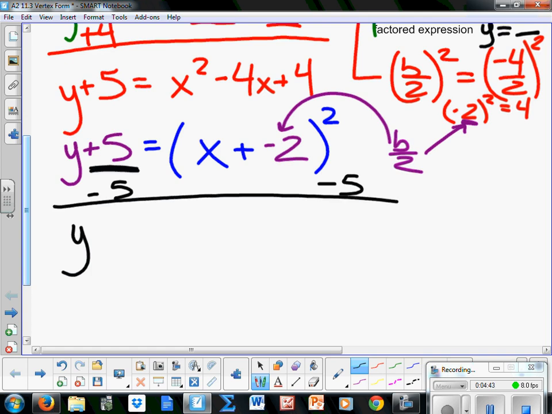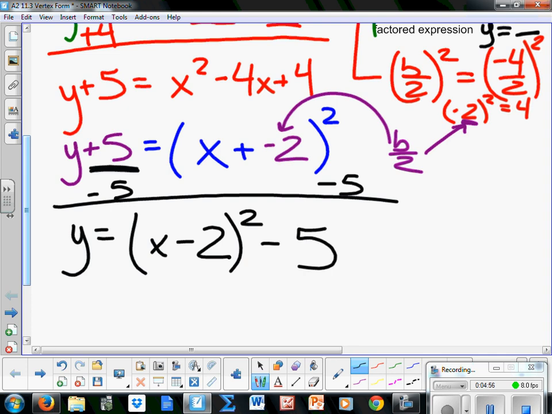When we do that, we end up with y equals x plus negative 2 up here, which is the same as x minus 2 down here. Okay, x minus 2 squared minus 5.